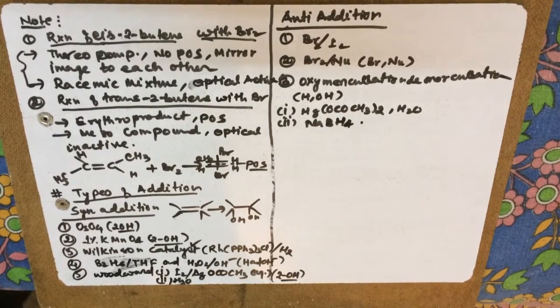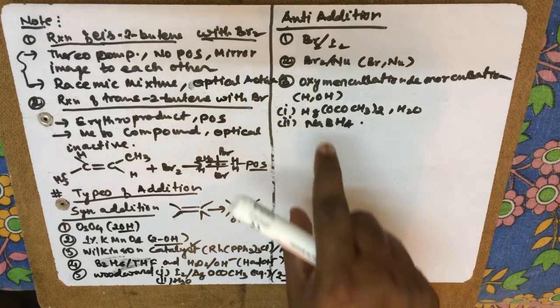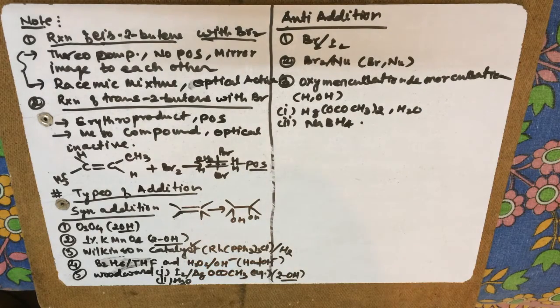Okay, so these are the types of addition, syn addition. In syn addition there are 5 types, maybe more than 5, but I consider only 5 here. And for anti-addition I consider 3 types. If you keep this in your mind, you can directly apply it and easily solve the problem.